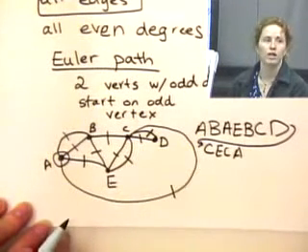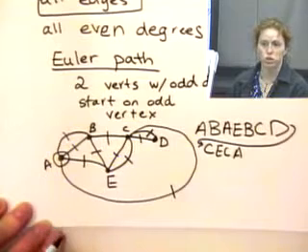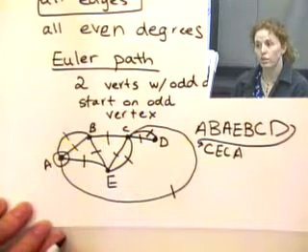And it works just the same as an Euler path, except that on an Euler path you have to start on the odd one, and you should end on the other odd one.